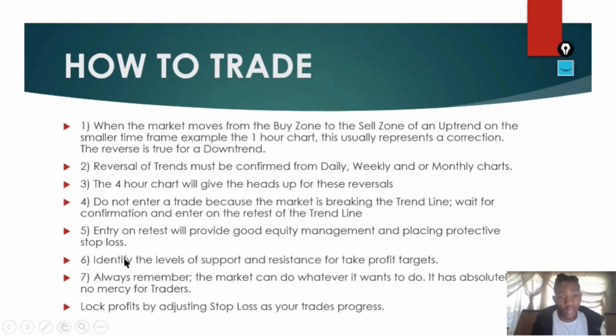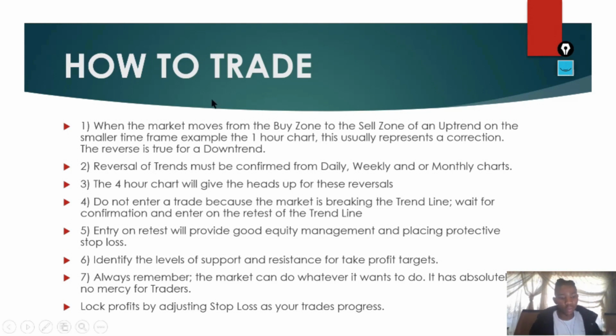So now, how to handle your trades, how to trade. Usually when the market moves from the buy zone to the sell zone of an uptrend on the smaller time frame, let's say for example 1 hour, it usually represents a correction. A correction is like a weak creation on a bigger time frame. Some people use sell zones and buy zones on smaller time frames. They don't see consistency because they're applying them incorrectly. Play the long game, use bigger time frames, know the overall direction.